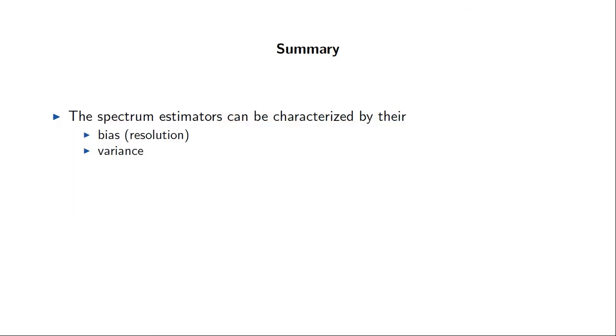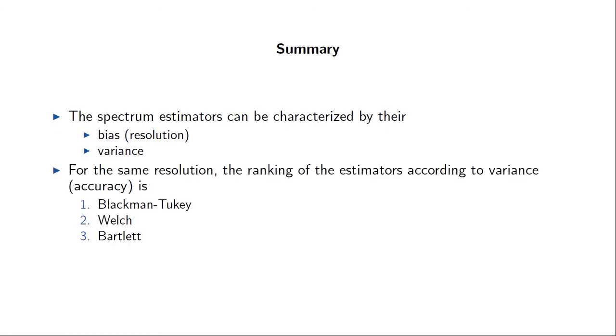We've seen that the spectrum estimators can be characterized in terms of their bias, which implies their spectral resolution, or by their variance. Comparing the different estimators at the same resolution and ranking them according to the variance that they provide, the ranking is as follows. Blackman-Tukey is the one with the best variance for a given resolution. After that comes Welch, and finally Bartlett's method.